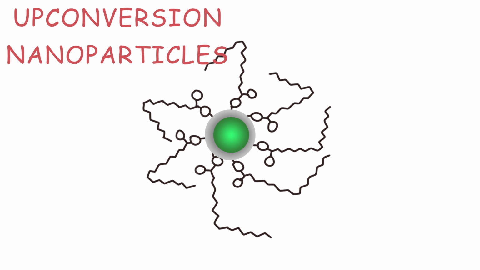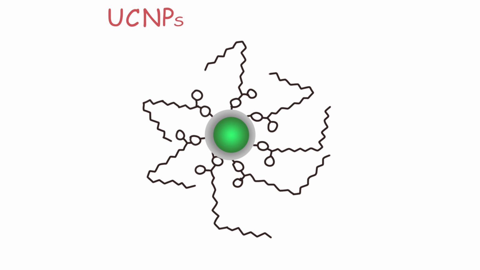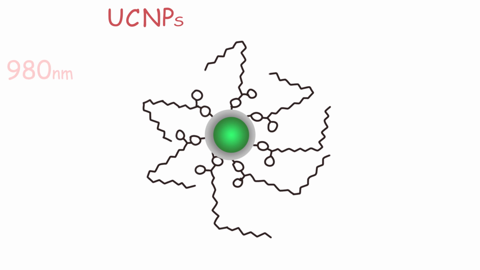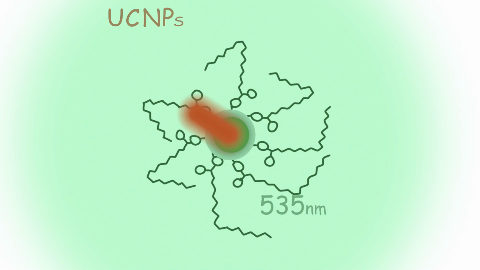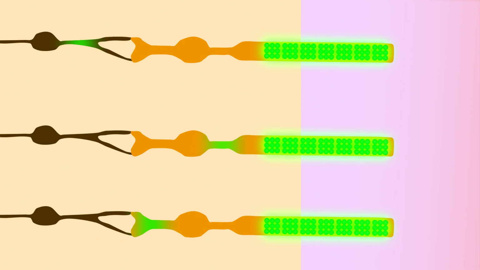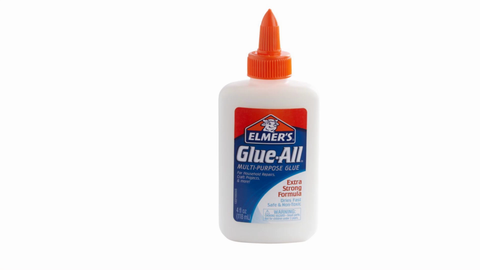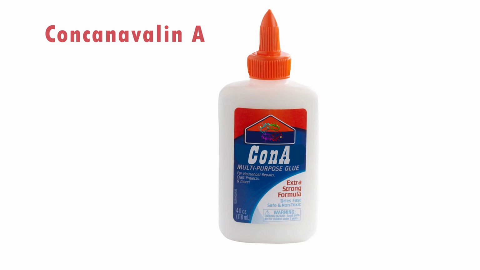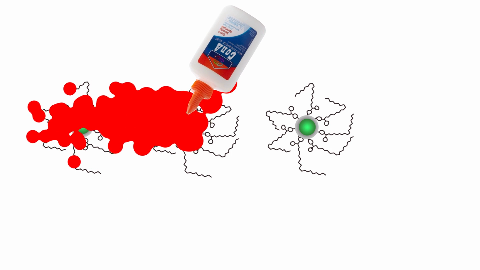They started with so-called upconversion nanoparticles. When excited with near-infrared light, these particles emit green visible light. Why not try attaching these nanoparticles directly to the photoreceptor cells in the mouse's retina? To get things to stick to each other, you generally need glue. In this case, the glue was a protein called concanavalin A, known to bind to photoreceptor cells.